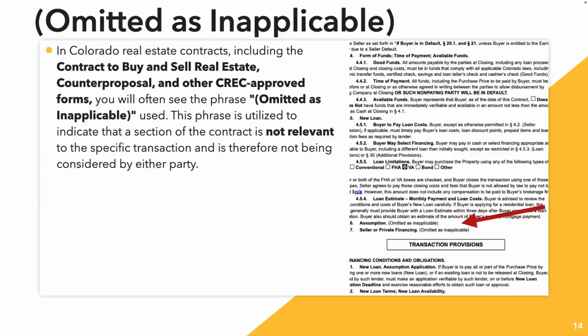Omitted as inapplicable. So I did enlarge a contract, and this is a real contract that I had, and I threw this arrow in for you guys to see this. I think this is a little bit harder to grasp, and so hopefully this visual actually helps.